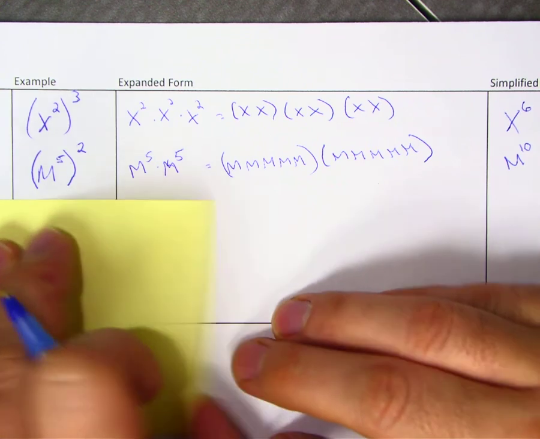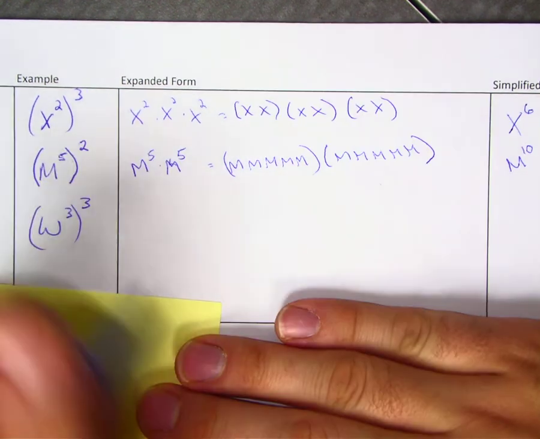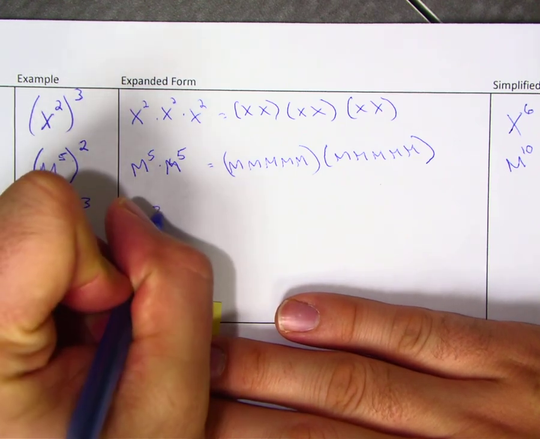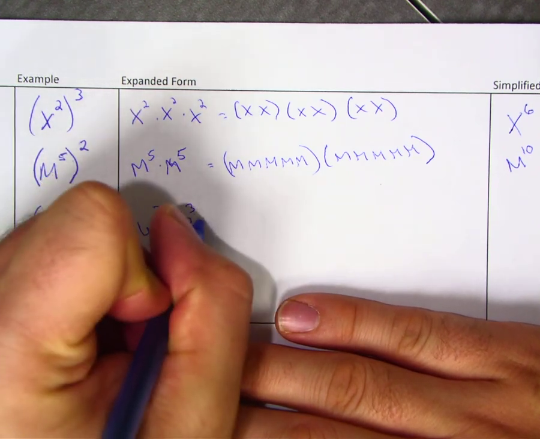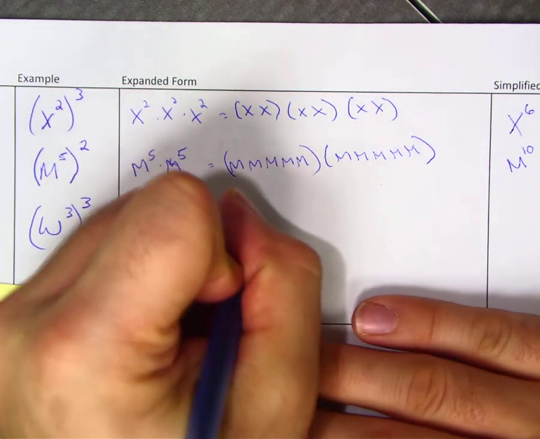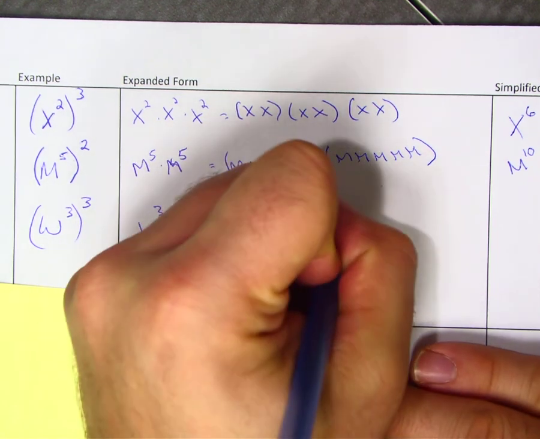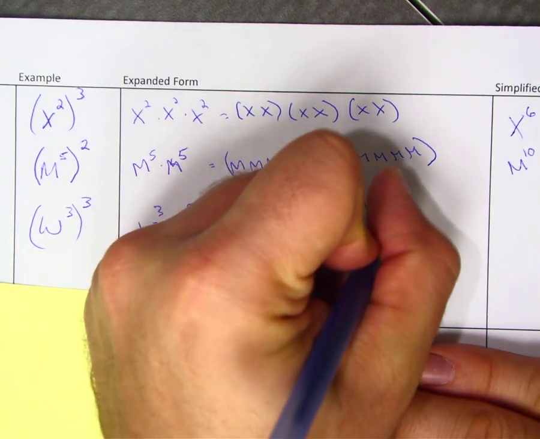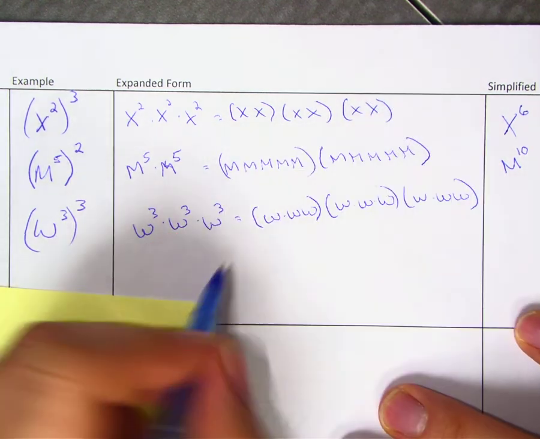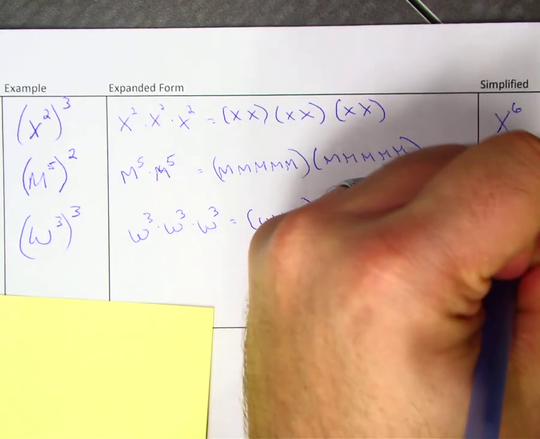Okay. And then one last one that we're going to look at together is w to the 3rd, to the 3rd power. So we've got 3 w to the 3rds because that w to the 3rd is taken to the 3rd power. And that's the same thing as saying w times w times w times w times w times w times w times w times w. So that's 1, 2, 3, 4, 5, 6, 7, 8, 9 w's.